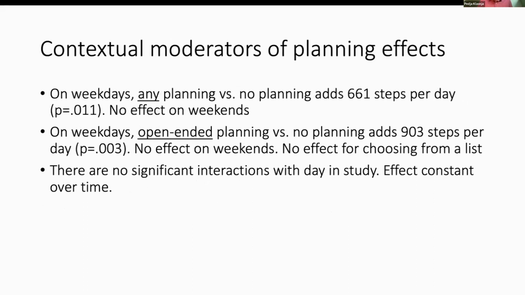But then when we actually look at the moderation of planning effects, this is where things get really interesting. For one thing, at least in our population, no planning actually seemed to work on weekends. Our participants just did not like planning on weekends, and it didn't matter what kind of planning we gave them, it just didn't do anything on weekends, right? But on weekdays, open-ended planning added almost 900 steps a day, right? While there was no effect again from choosing from a list. So we're getting some additional evidence that choosing from a list doesn't seem to do anything.